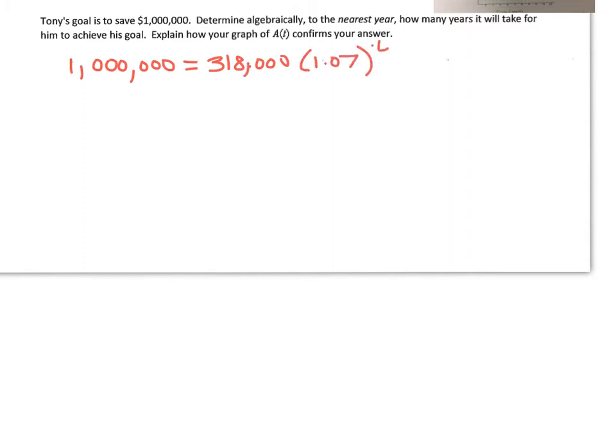Now we know since we're solving for an exponent, we're eventually going to have to use logs, but before we do, we have to get the base that contains its exponent by itself. So to get this by itself, let's first divide both sides by the 318,000.